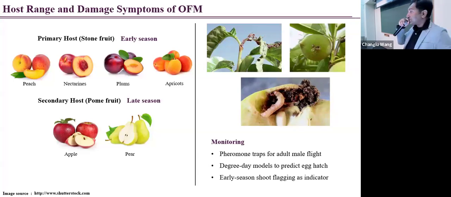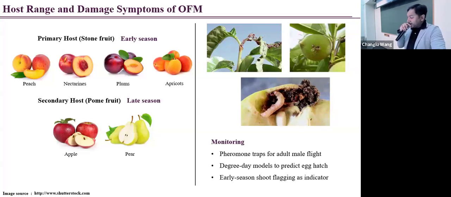You can see the twig. In the early season, like early April or late April to early May, it normally attacks the twig, the shoots, and then at a later stage it attacks the fruit. In the early season, it attacks peach, nectarines, plum, and apricots. And in the later season, it shifts its host to apple and pear.